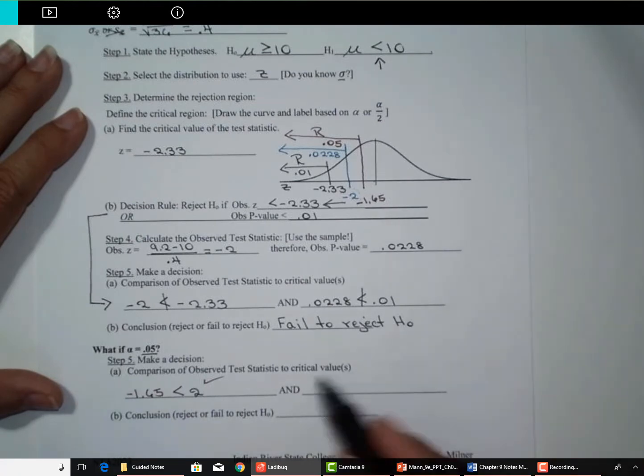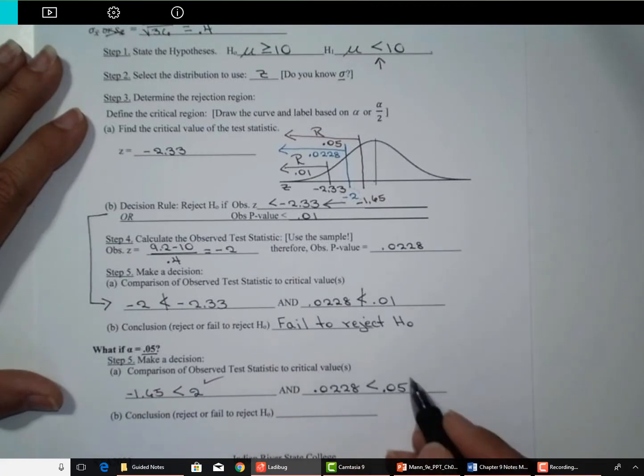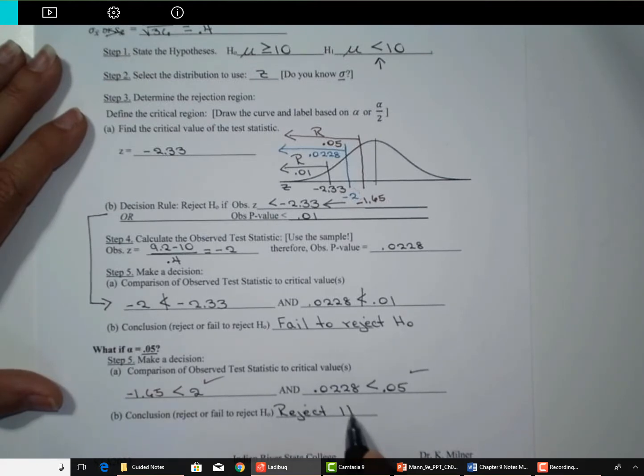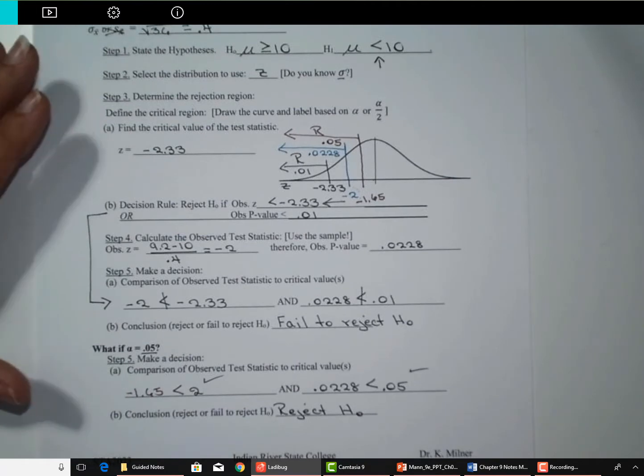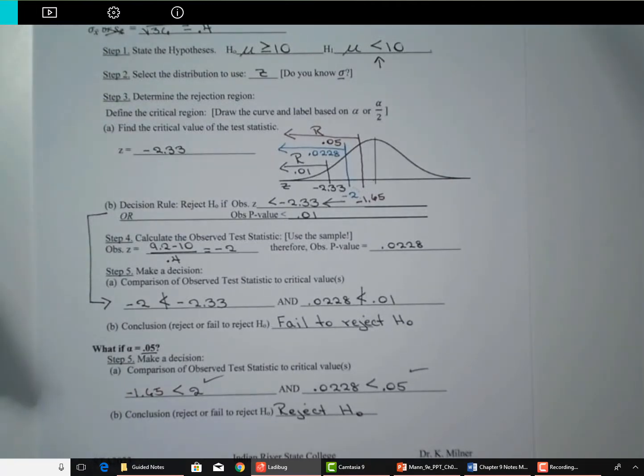It checks. And we can also do the p-value check. The p-value of 0.0228, which was the test statistic, would have to be less than our new critical level, which was 0.05, and of course it is. In this case, we would reject the null hypothesis. So, with the same test case, it all depends. It depends on the critical level that you're interested in. What precision were they interested in when they ran the test?